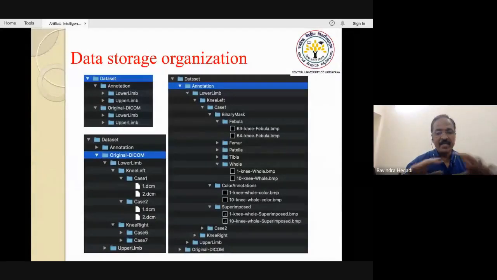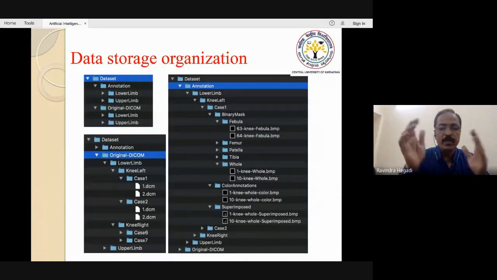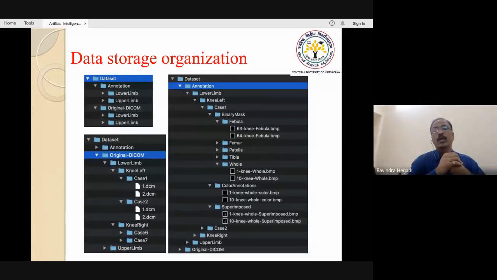Then we have created a database and a structure for that. Within a few days, we will make this data available, open to the public also. As I was thinking, I want to launch this as a grand challenge. We want to go for a grand challenge.